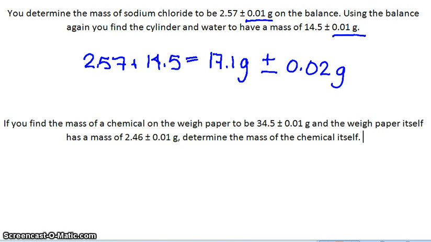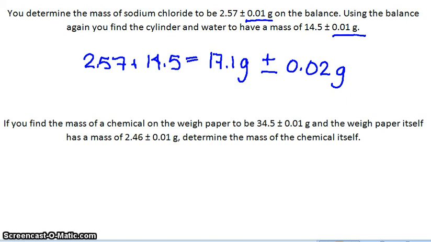Now, our second example says if you find the mass of a chemical on the weigh paper to be 34.5 grams, and the weigh paper itself has a mass of 2.46 grams, determine the mass of the chemical itself. So what's happening in the lab is that you're weighing out some chemical on a piece of paper, and then you dump that chemical into a beaker, and you want to find out how much that paper weighed because you need to subtract that from the total weight.